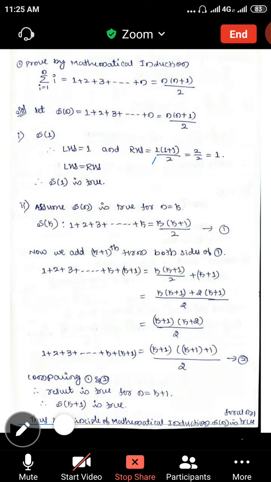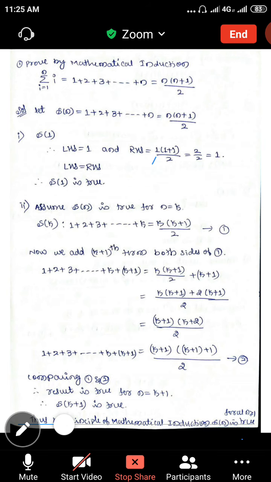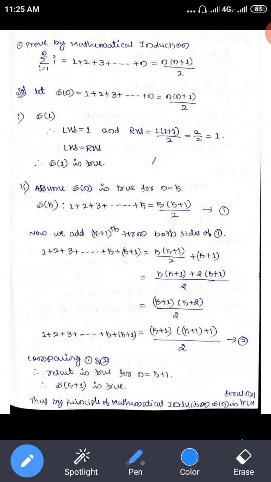So they will give you these. Sorry, a question paper example is already here. Okay, so you can see the first one: prove by mathematical induction.